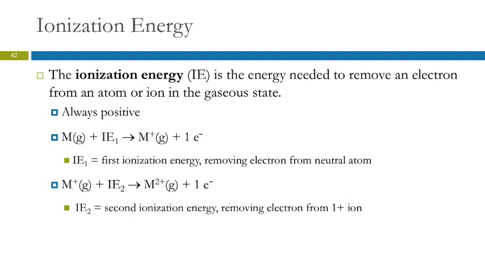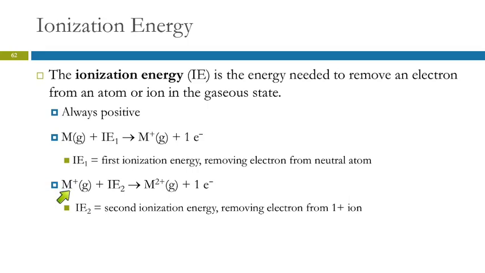So we can write a general equation for this. Some atom plus an ionization energy will give us a positive 1 ion plus 1 electron. So this 1 electron has left the atom. IE1 is the first ionization energy. That's removing the first electron.